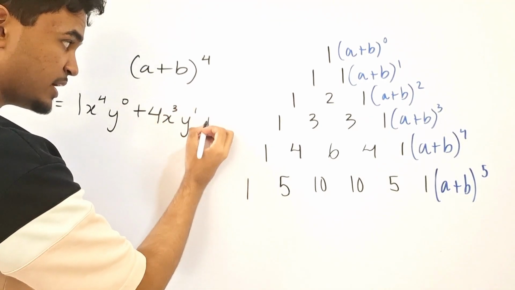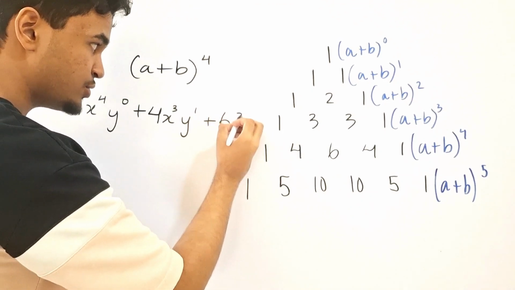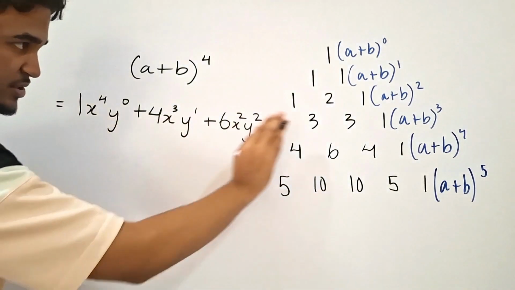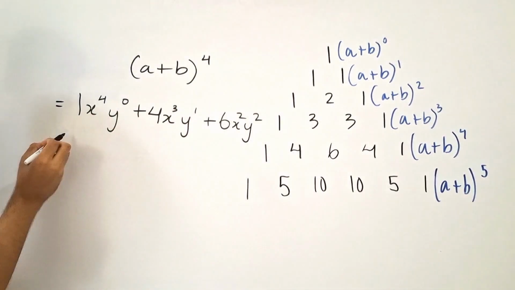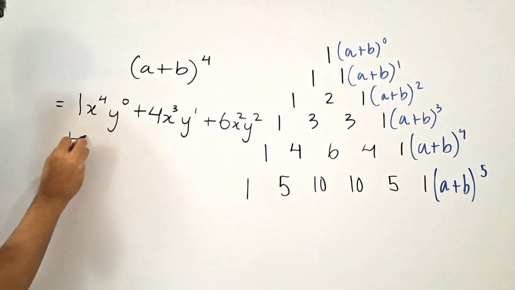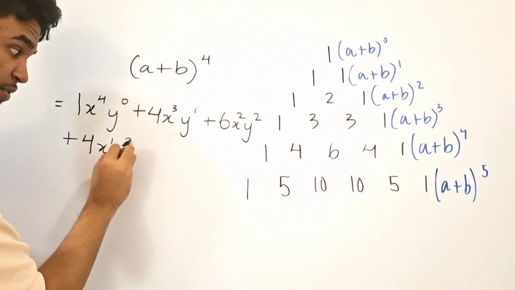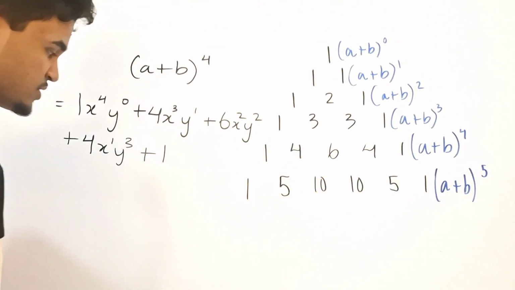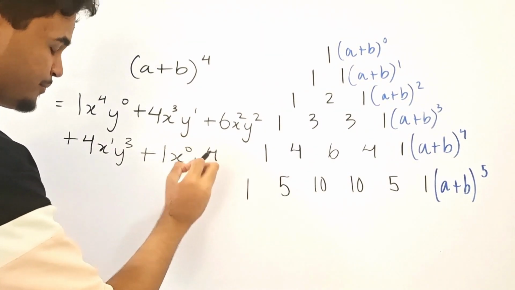The next term is going to be plus 6, x to the power of 2, y to the power of 2. Now I don't have space to continue in that direction, so I'm going to come down here. The next term is going to be the coefficient 4, x to the power of 1, y to the power of 3. And then the last term is going to be 1, because the coefficient is 1, x to the power of 0, y to the power of 4.